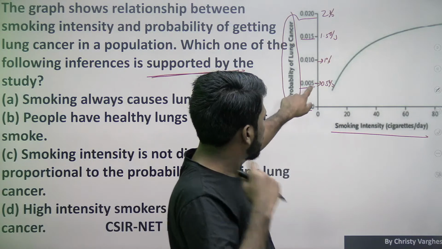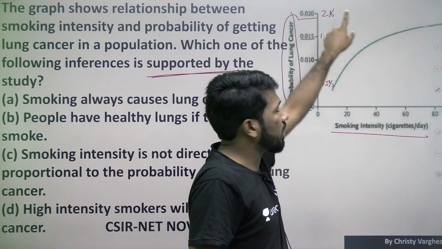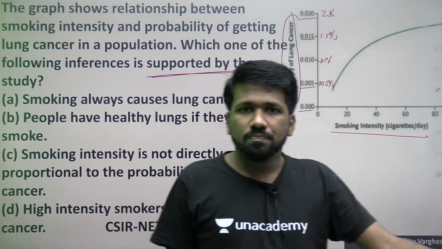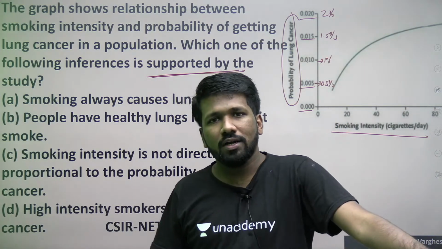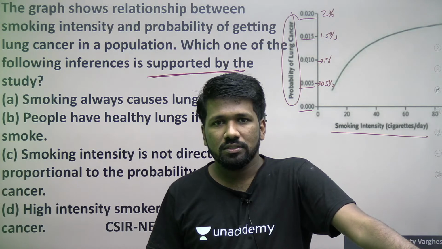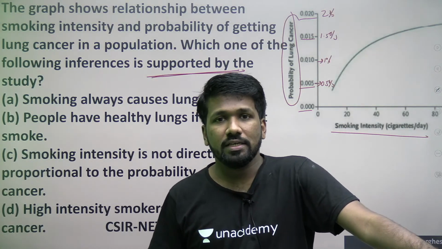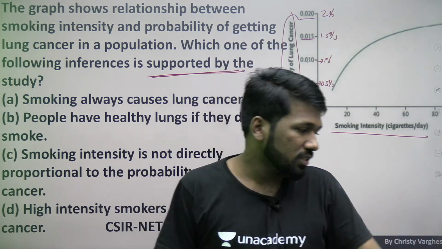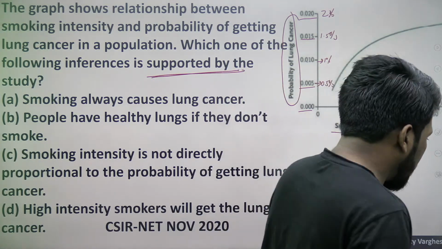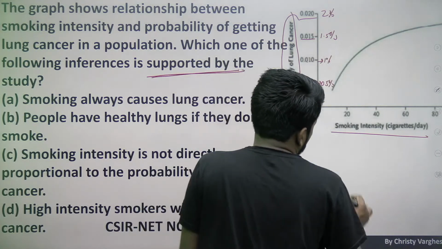These are respectively 0.5%, 1%, 1.5%, 2%. 2% means 2 out of 100 is the chance. That is comparatively a less chance, in the sense 98 out of 100 is the chance not to have. Okay, now look at the data.